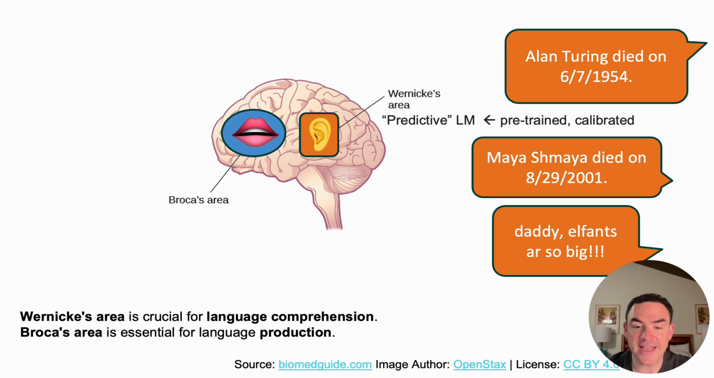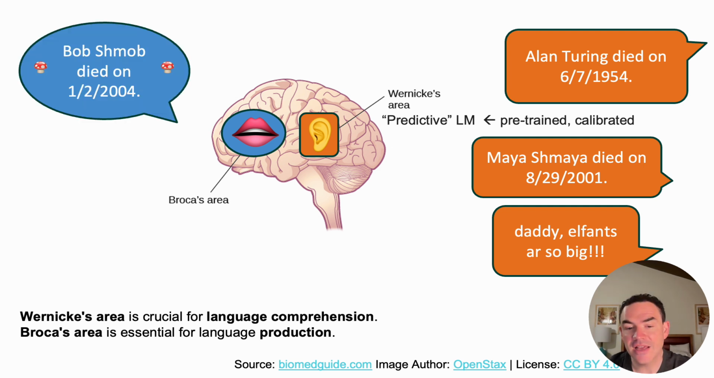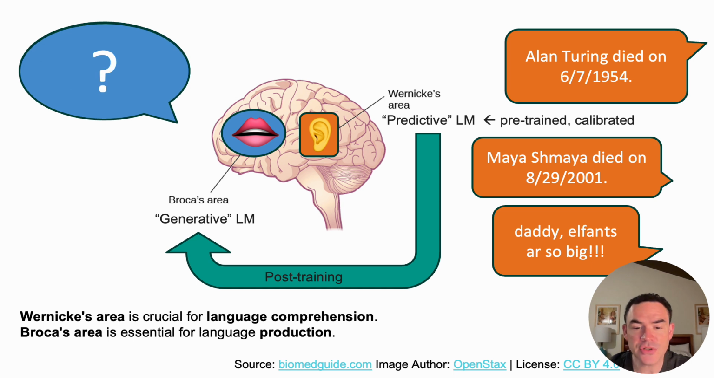But there's a second language model in the brain for production, for saying things. And if you naively take that language model which was trained for comprehension and use it for production, it would also generate nonsense. Okay? And the post-training phase takes this predictive language model and tries to change it.